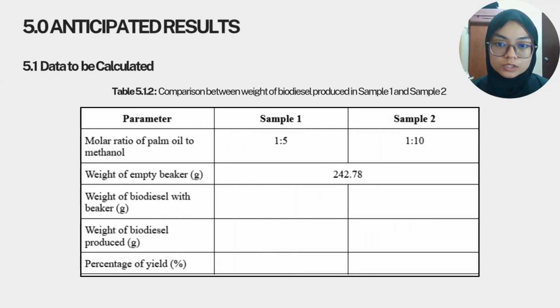Next, we need to calculate the weight of the biodiesel with the beaker and the weight of the biodiesel produced, which we will get by subtracting the beaker, and also calculate the percentage of yield by using the formula stated in the analysis. And then we will compare the percentage of yield between sample 1 and sample 2.